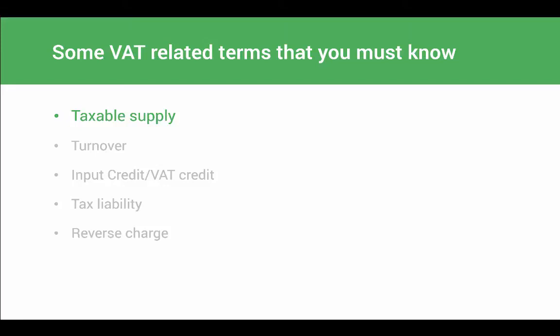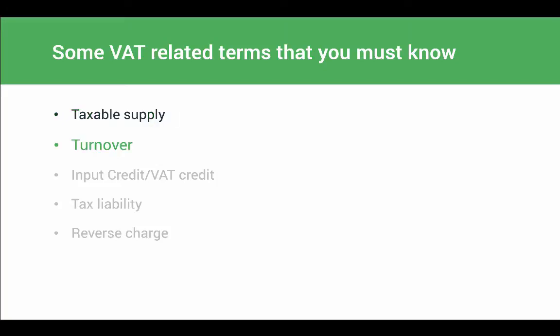Now, these are some important VAT terms that you should be familiar with. Taxable supply. It refers to the act of transferring goods or services between two or more people or businesses where at least one of them is a registered taxpayer. It includes sales, purchases, imports and exports, and intra GCC stock transfers.